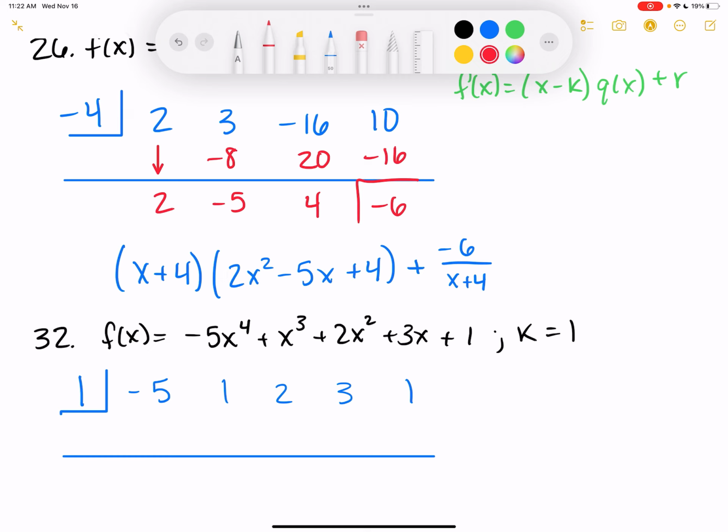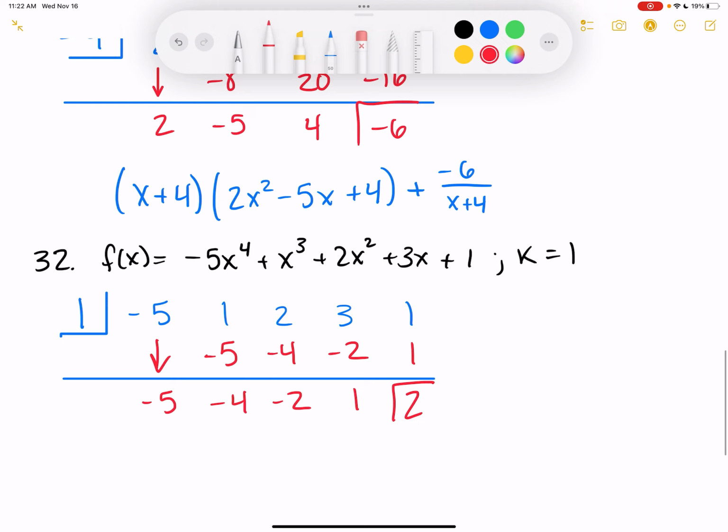Bring down the -5. Times 1 is -5. Plus 1 is -4. Times 1 is -4. Plus 2 is -2. Times 1 is -2. Plus 3 is 1. Times 1 is 1. And then 1 plus 1 is 2. So I have a remainder of 2.